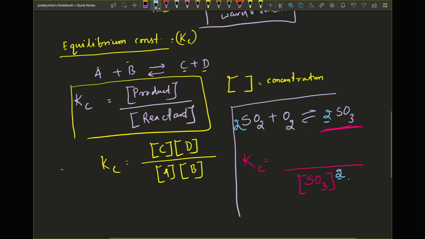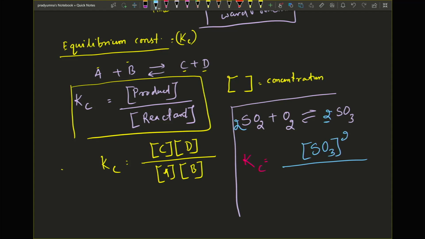Oh, sorry, I'm doing it wrong. Remember, the product is on the top. So this is the product. Our product is sulfur trioxide to the power of 2. And what is our reactant? We have sulfur dioxide as a reactant, SO2.